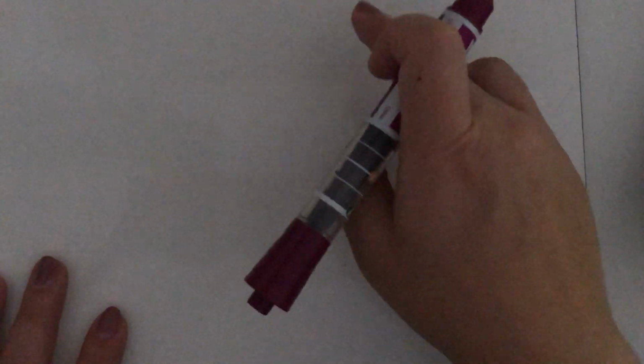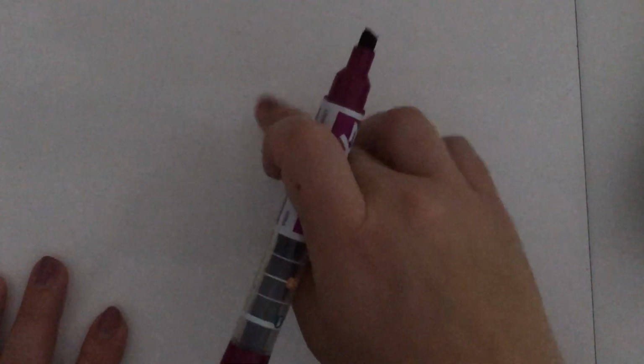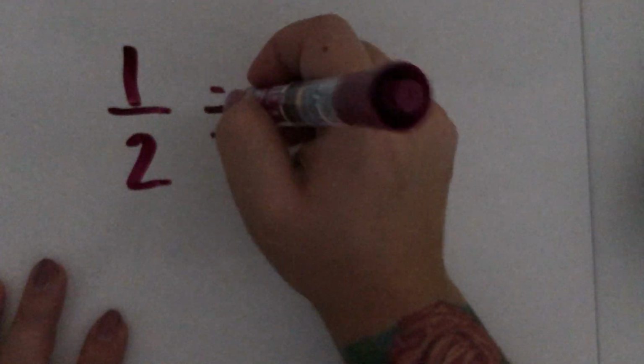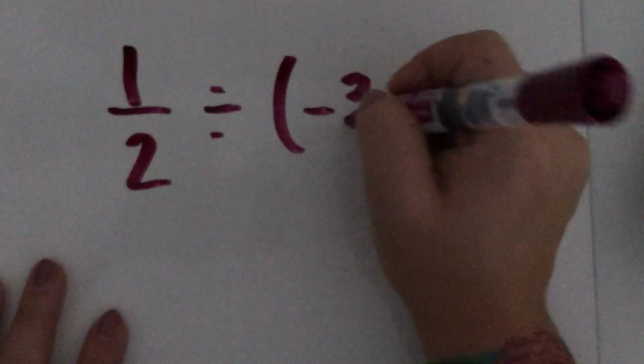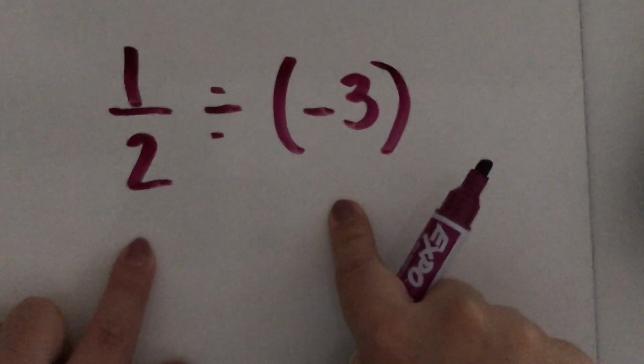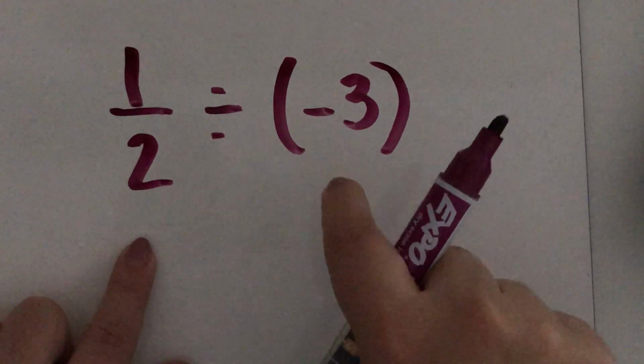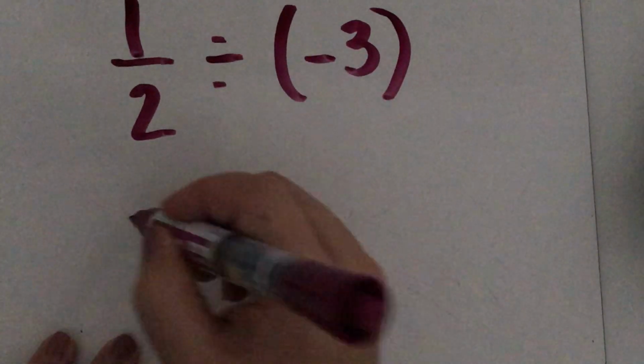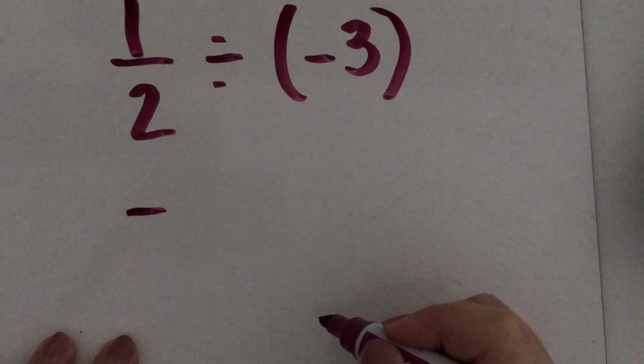So let's go on to dividing rational numbers. Remember, it follows the same rules: if they have the same sign, positive; different signs, negative. So I'm going to do 1/2 divided by a negative 3. I have a positive divided by a negative, right? So that is going to give me a negative number. So I'm going to put my negative sign here.